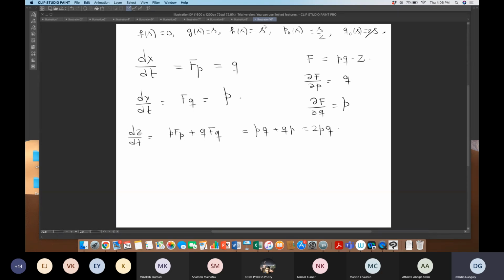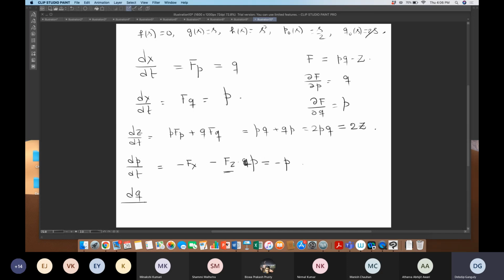2pq equal to, what is that? 2z. Very good. 2pq equal to 2z. Now what is dp by dt? dp by dt is minus fx minus fz into p. fx is 0, and fz is 1, so minus p.